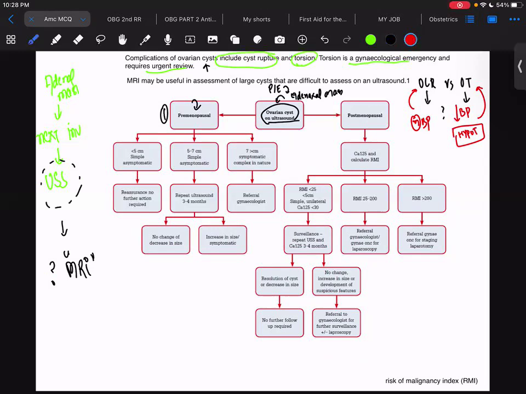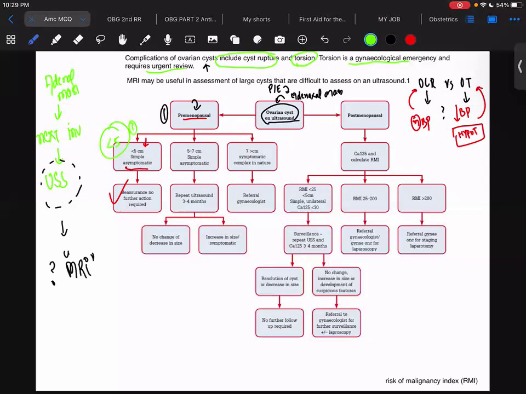If the patient is premenopausal and the size of this adnexal mass or ovarian mass is less than 5 centimeters and it is simple, anechoic, and the patient is asymptomatic, we have to reassure the patient; no further action should be required. Remember, less than 5 comes in the first category, and the patient should be asymptomatic.